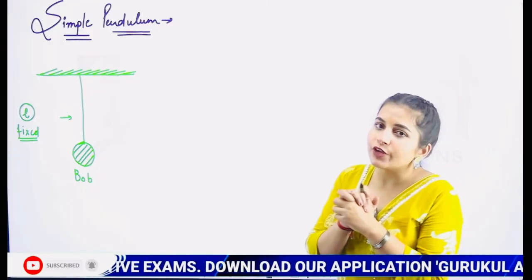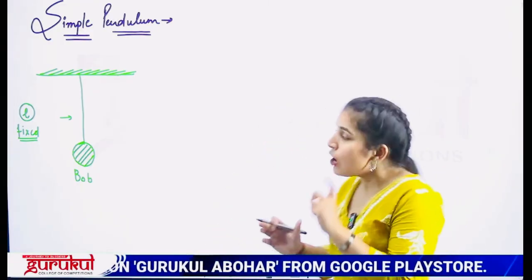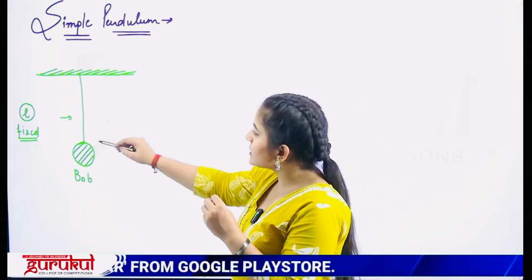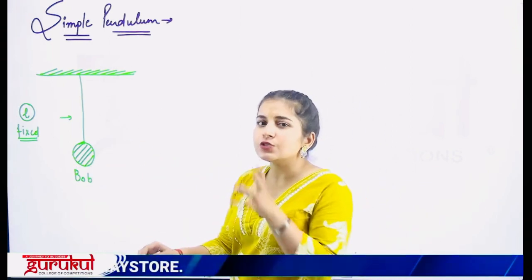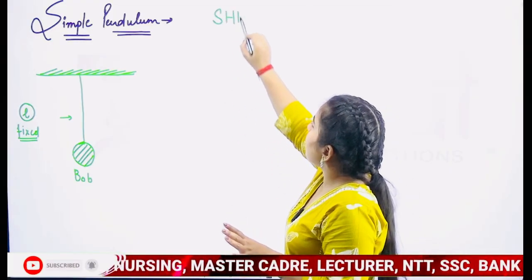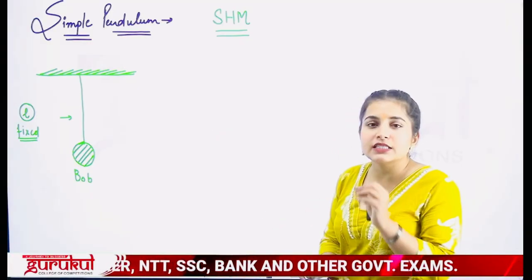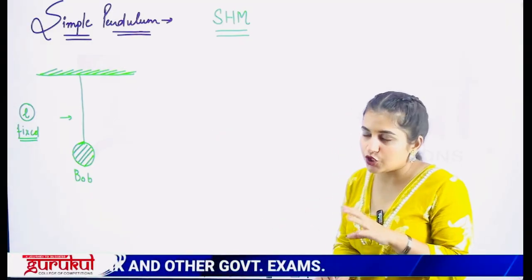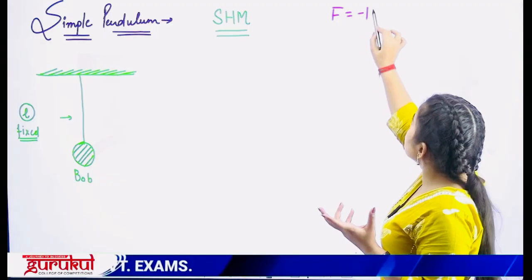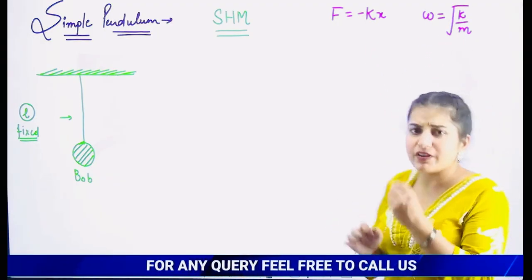Now, first of all, we are going to discuss how we can find the equation of motion for a simple pendulum. For a simple pendulum, a string is there and a bob is there. Now we need to study its motion. First of all, you know that a simple pendulum executes SHM, that is simple harmonic motion, in which the force is equal to minus kx and the angular frequency is given by the square root of k by m. Everyone is aware of this.